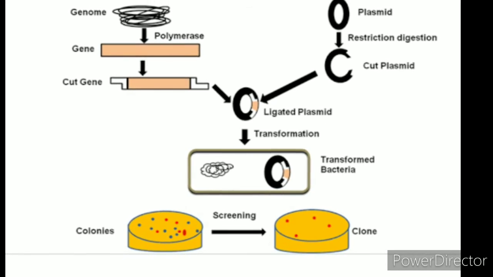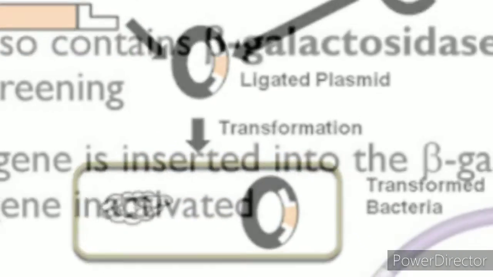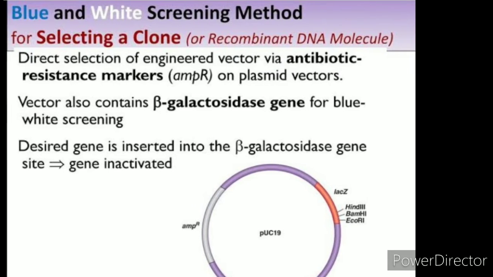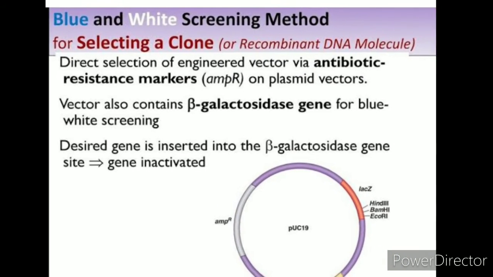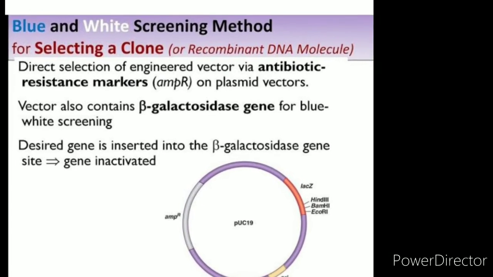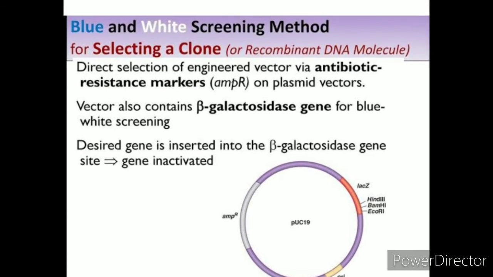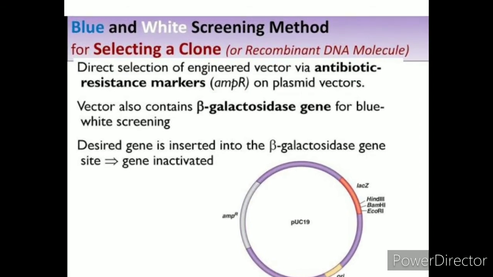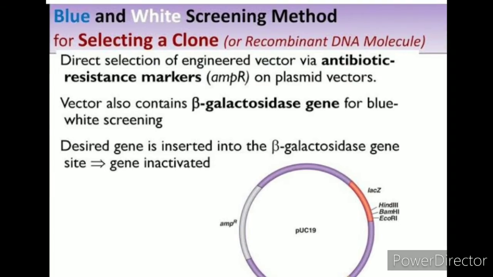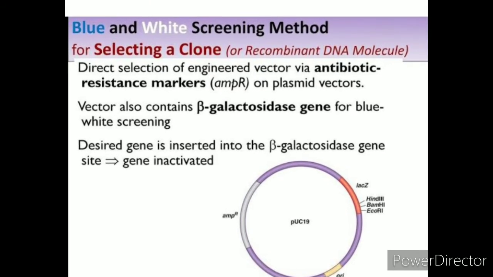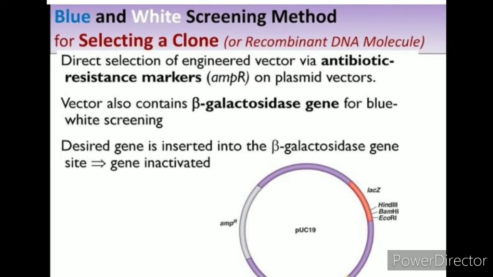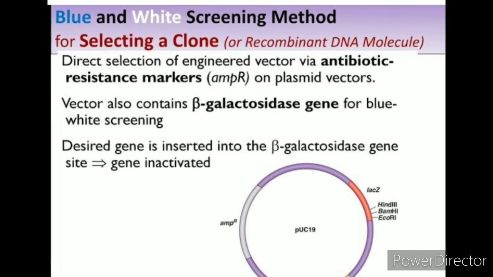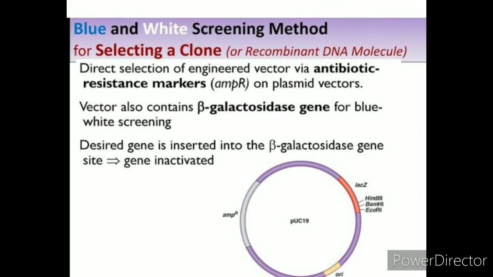For this, some methods are used. One of the most widely used methods is the blue and white colony selection method. It is basically a screening technique to detect the presence of transformants, or the bacteria which have received rDNA molecule. In this method, a reporter gene LacZ is inserted in the vector. The LacZ encodes the enzyme beta-galactosidase and contains several recognition sites for restriction enzyme.